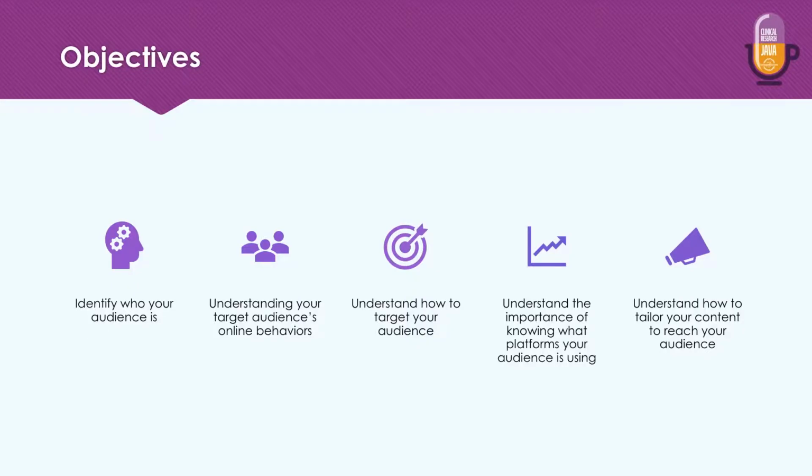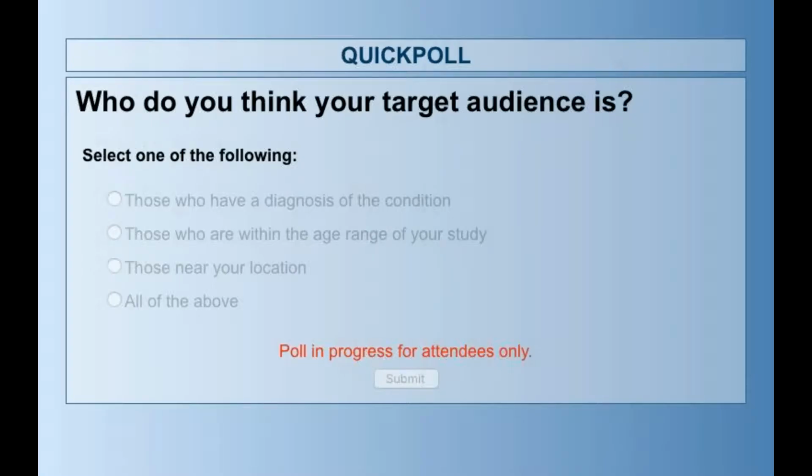Today's objectives are to identify who your audience is, understand your target audience's online behaviors, understand how to target your audience, understand the importance of knowing what platforms your audience is using, and understand how to tailor your content to reach your audience. To get a feel of where you are, we'd like to start off by asking a question. What do you think your target audience is? We'll give you about 30 seconds to answer this question.